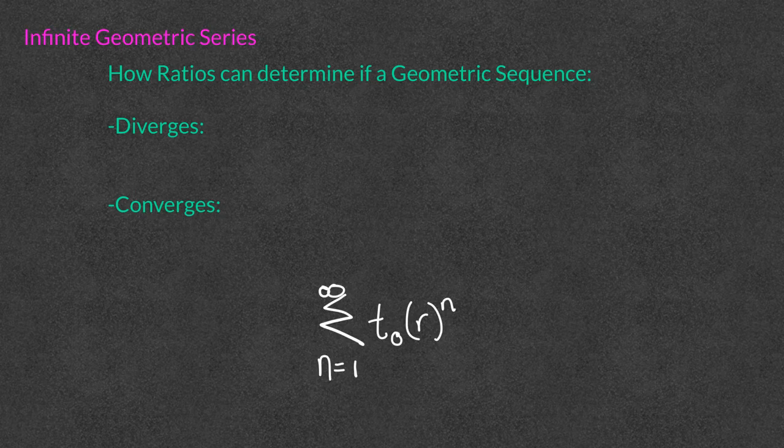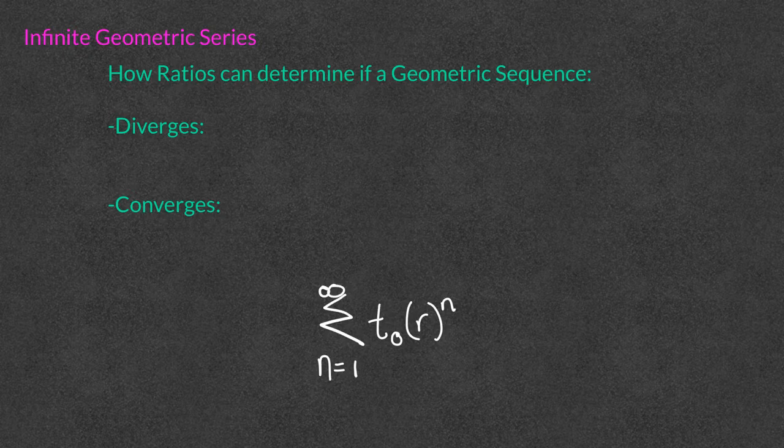The topic of this video is to talk about infinite geometric series. Now, in order to find the sum of a geometric series that goes to infinity, we need to talk about two other vocabulary words, diverging and converging, and how we're going to use the common ratio of a geometric sequence to be able to figure out if a sequence diverges or converges.